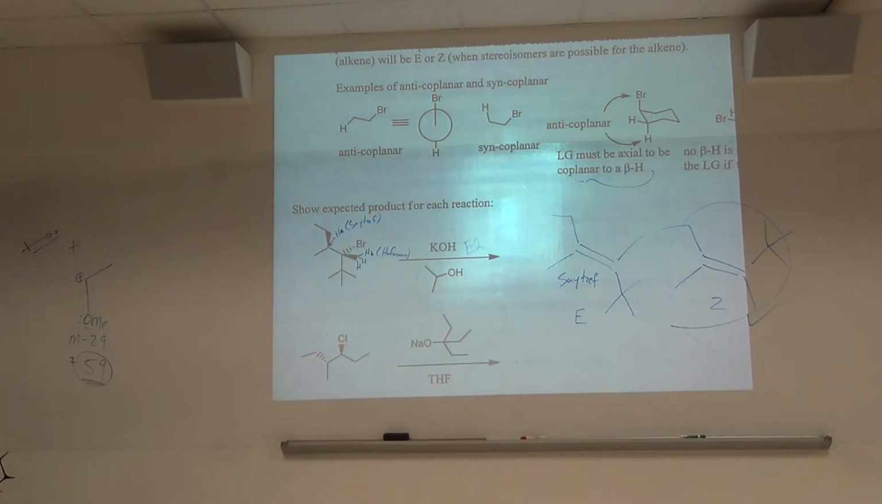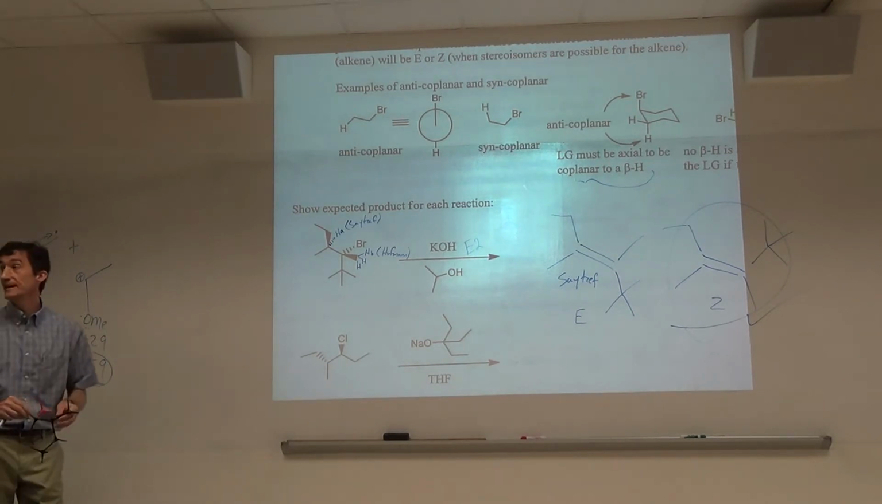E is the most stable, but we have to meet the stereochemical requirement. Now you might say, well, why didn't it eliminate syncoplanar? Syncoplanar would give E. Anticoplanar is highly preferred. You always do anti unless you can't do anti.